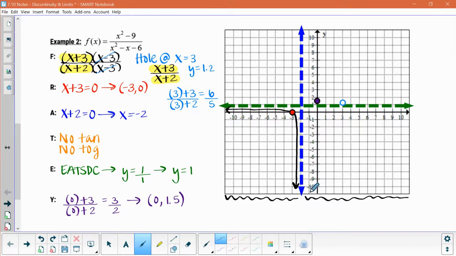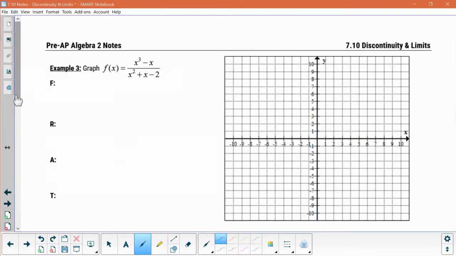Another giveaway is the fact that I do not have togetherness. So since this piece is starting at the bottom and there's no togetherness, I know my second piece needs to start at the top. It's going to come through my y-intercept. Now it's going to have a hole, so I'm going to skip over this open circle, continue on the other side. Make sure that your holes are very obvious and that you know a hole is there.